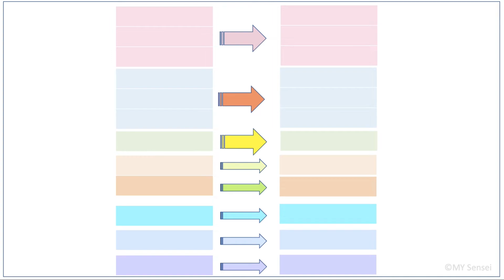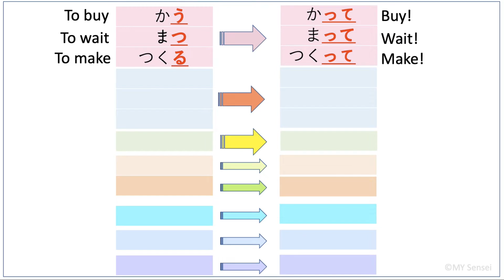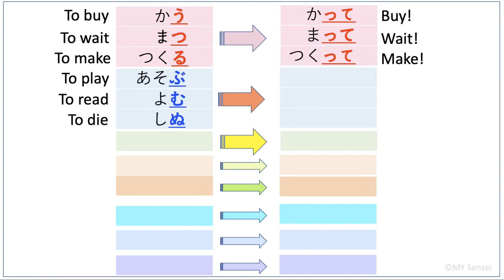The song tells if a verb ends in u, tsu, or ru, such as these verbs. Their te form is a small tsu and te, like these. 買って, buy. 待って, wait. 作って, make something. For a verb that ends in bu, mu, or nu, the te form is nde.